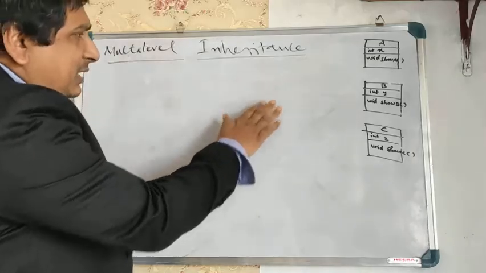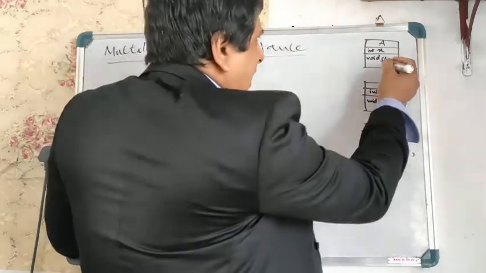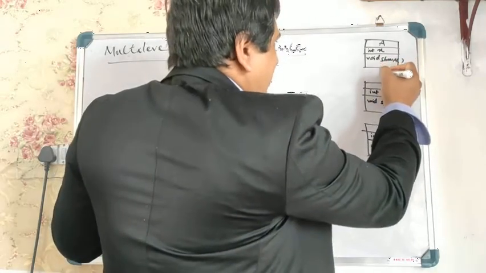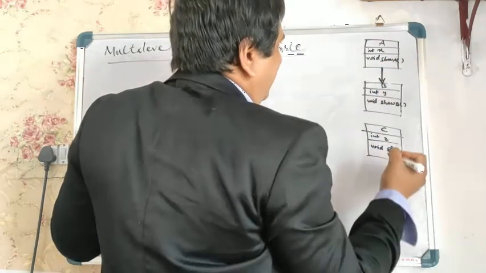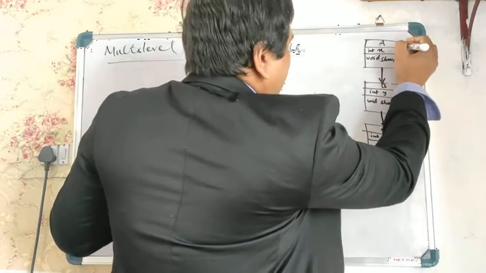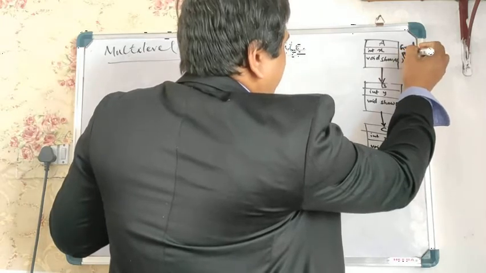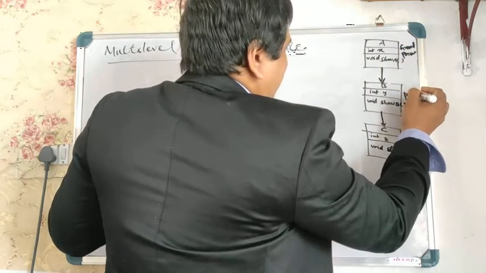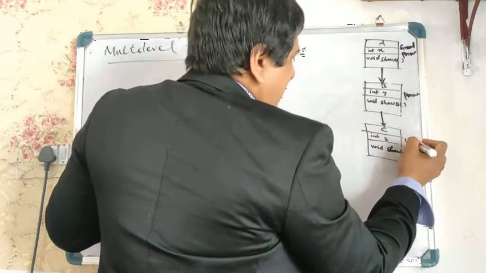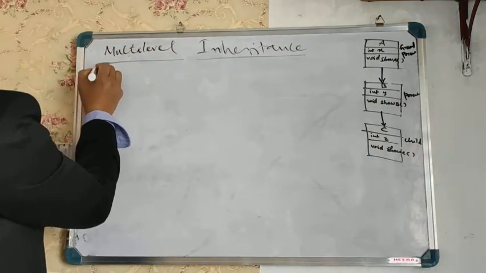Multilevel inheritance. So here we have three different classes: class A, class B, and class C. A is the parent of B, and B is the parent of C. So A is basically the grandparent, B is the parent, and C is the child. So let us start creating this.